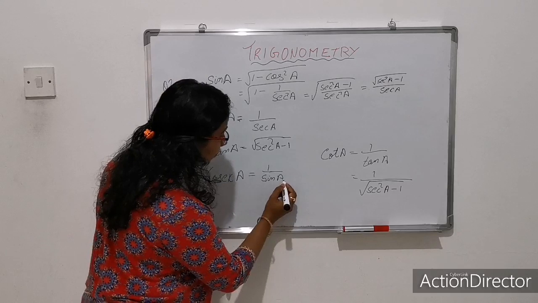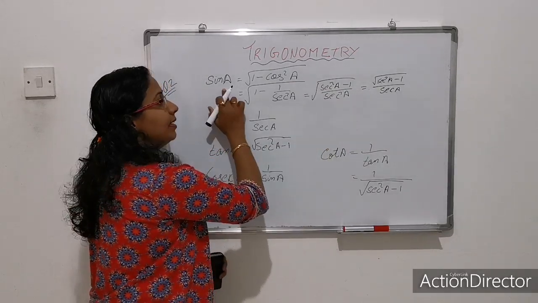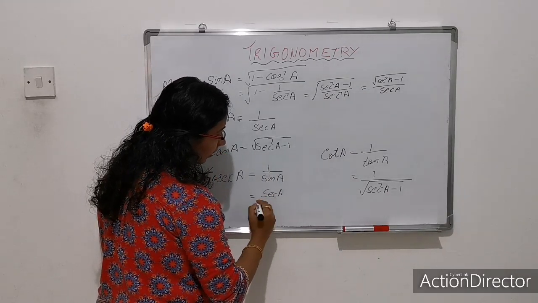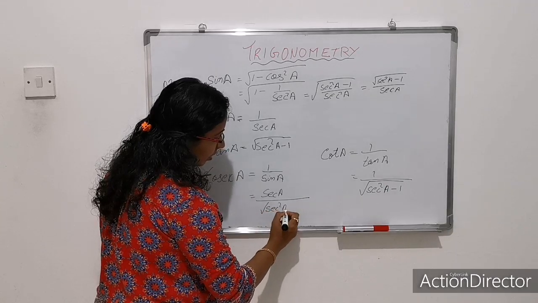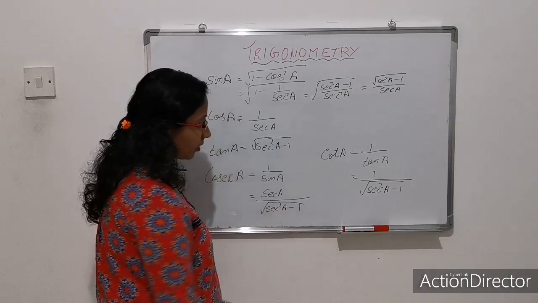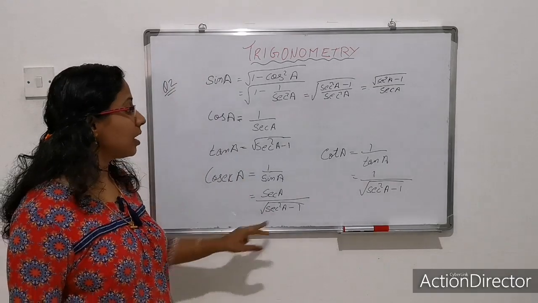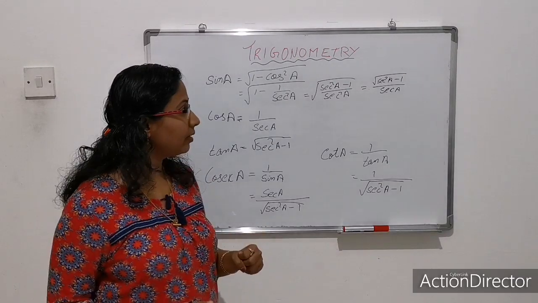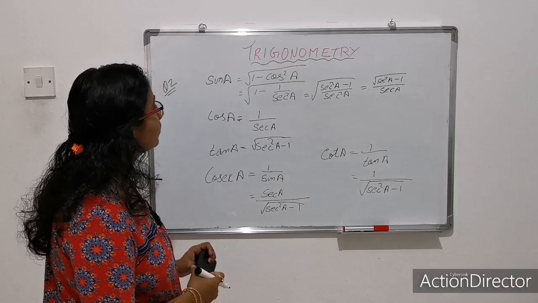Right? So, 1 by sine A is equal to what? Just the reciprocal of this sine A. So, the reciprocal of this will give you sec A divided by root of sec square A minus 1. Got it? Easy? So, this is how you have to use the trigonometrical identities to get the answer. Clear?